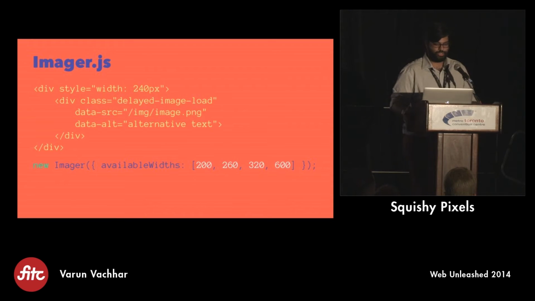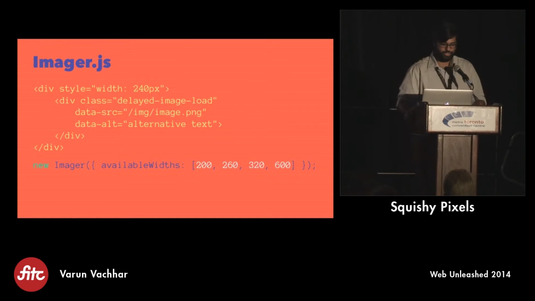Well, in the meantime, you can use libraries such as Mobify.js or Imager.js. This is an example of how Imager.js works. It's quite similar to how the picture element works, but with a bit of JavaScript involved. You place a div on the page where you want the image to appear. And then you set the data source and the width attribute. And then you run the Imager.js code, which is at the bottom there.